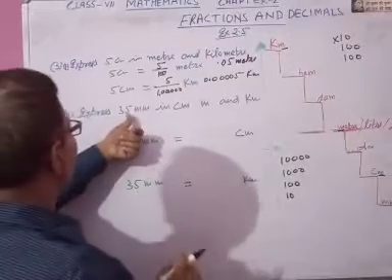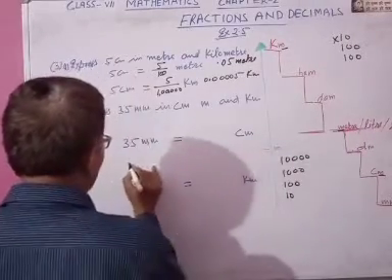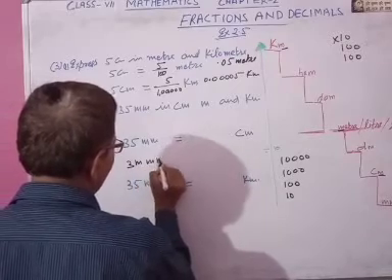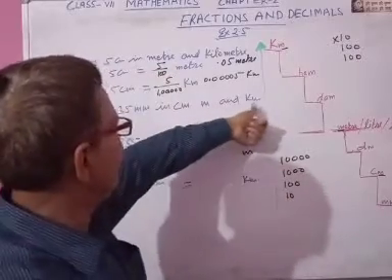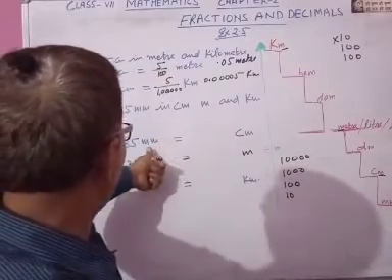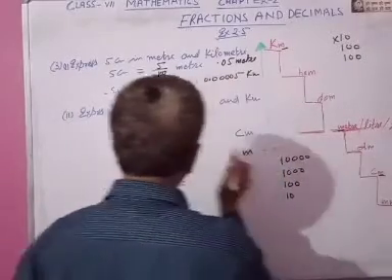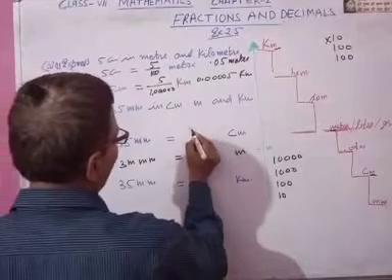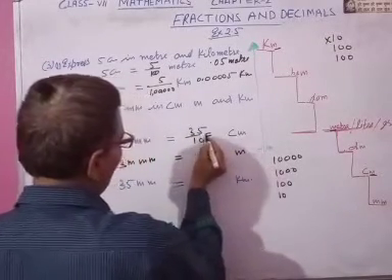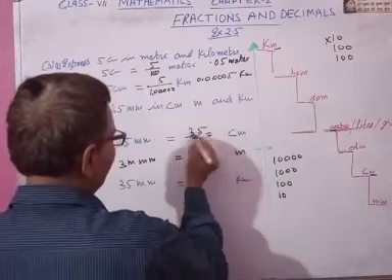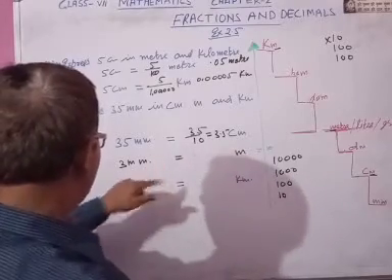Now express 35 millimeter into centimeter, meter, and kilometer. Suppose you want to change millimeter into centimeter. Millimeter into centimeter. One step upwards, so you will divide by 10. 35 upon 10, that is, you will shift the decimal one place from right to left. 3.5 centimeter.